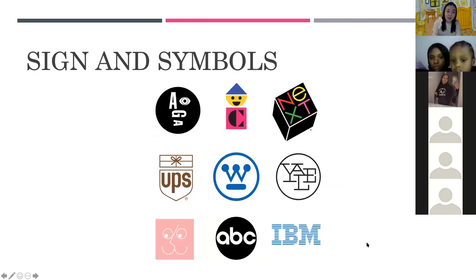Now let's look at these logos. Looks familiar to us, right? So among the most pervasive symbols in our visual environment today are logos and trademarks, which are symbols of an organization or a product.